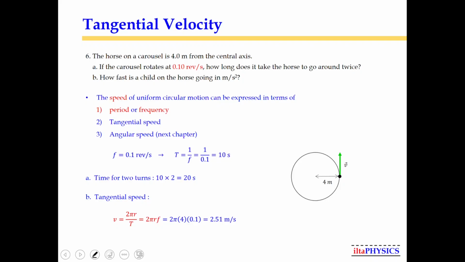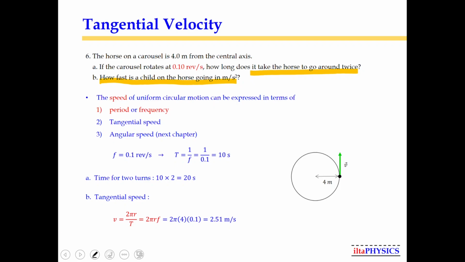Problem number 6 is about the motion of a carousel, which we often see at amusement parks. The radius of a carousel is 4 meters, and it completes 0.1 rotations per second. The question asks for the time it takes to complete 2 rotations and its tangential velocity.